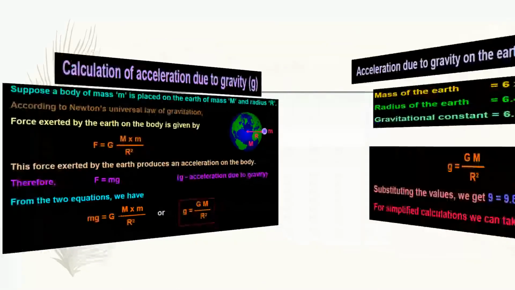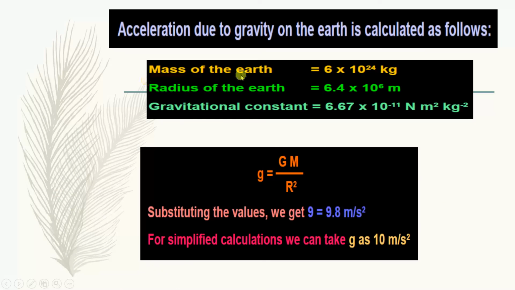ठीक है. Now how to calculate this value? As we know, the mass of Earth is 6 into 10 raised to 24 kg. The radius of Earth is 6.4 into 10 raised to 6 meters, and the gravitational constant is 6.67 into 10 raised to minus 11 Newton meter square per kg square. By putting all these values in this equation, g equal to GM upon r square, you will get g as 9.8 meter per second square. And for simplifying the calculation, we will take it as 10 meter per second square.